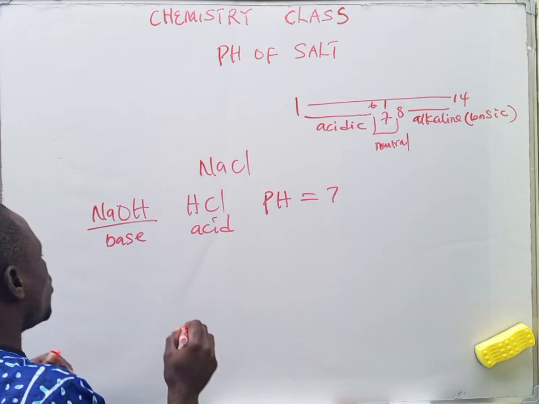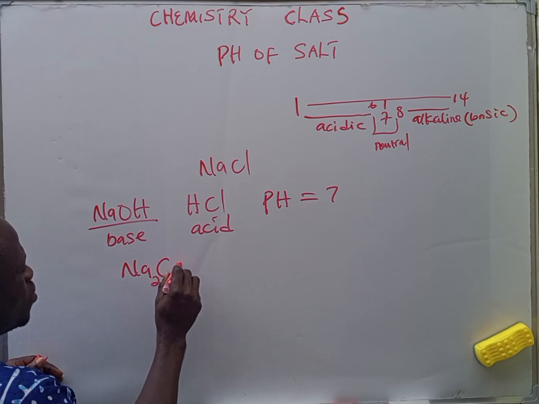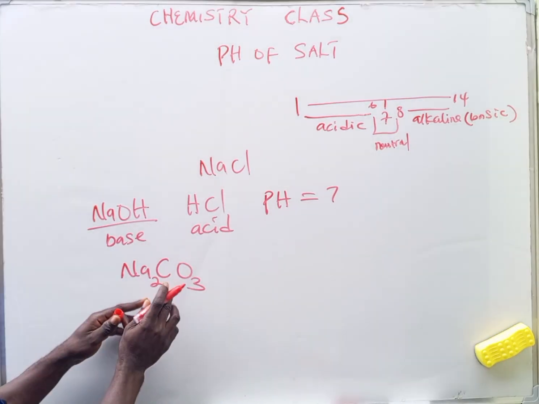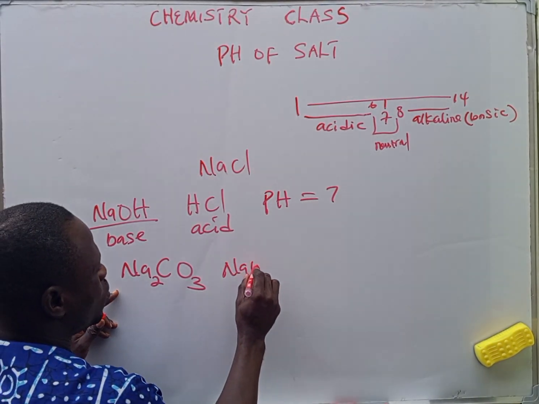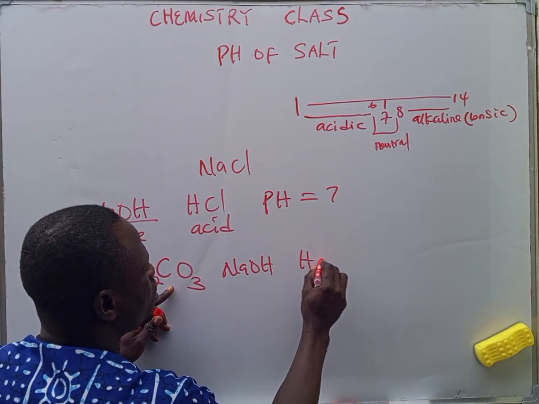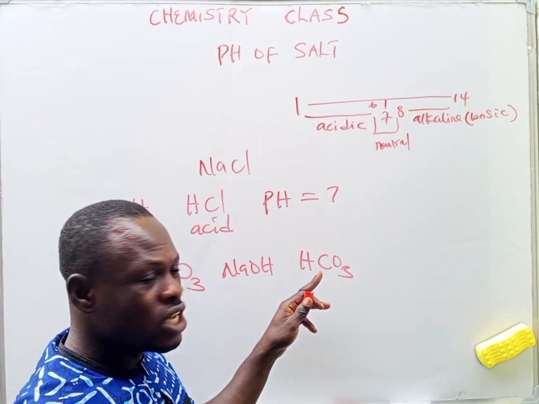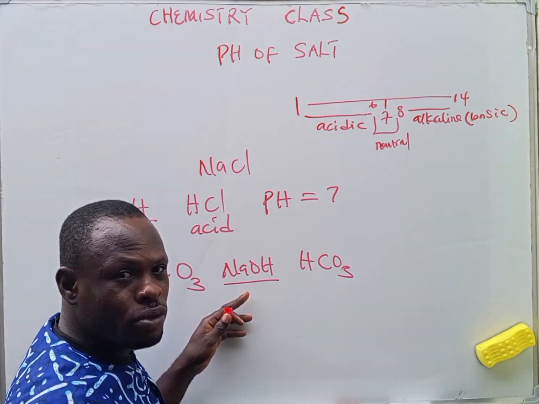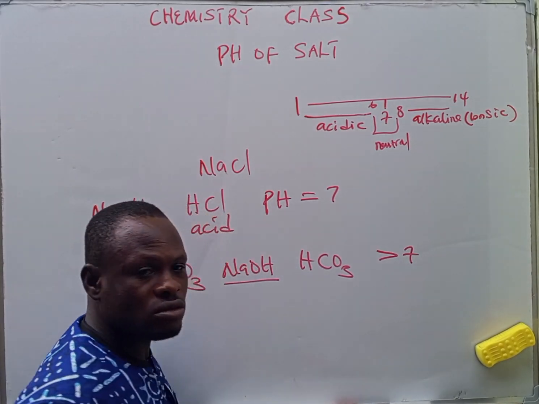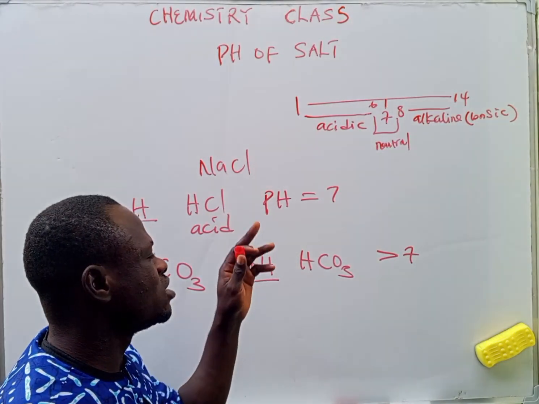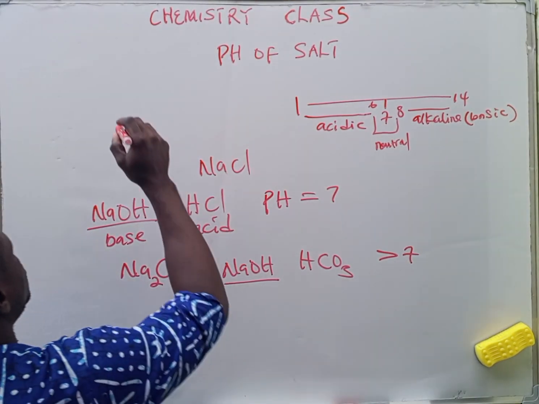It's a neutral pH. What if you have a salt like, let's just say, Na2CO3? Now put water into this compound. Here we now have NaOH, and here we have H2CO3 or HCO3. This bicarbonate is a weak acid. You get that? And this one is a strong base. So strong base against weak acid will give a pH greater than 7. Weak acid, strong base will give a pH greater than 7.